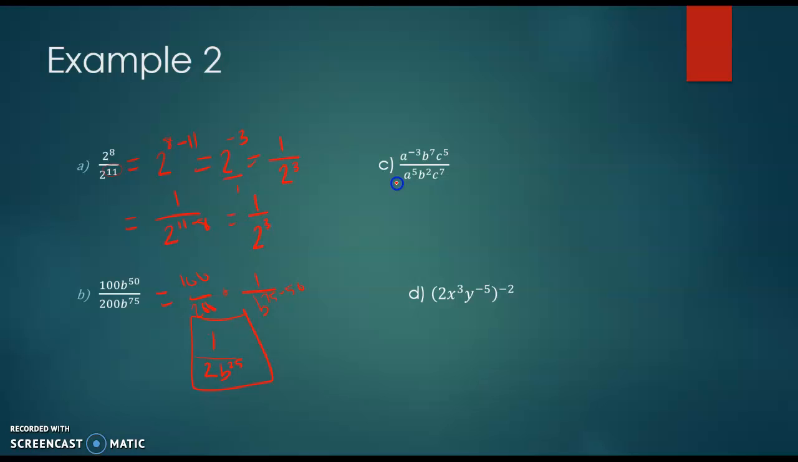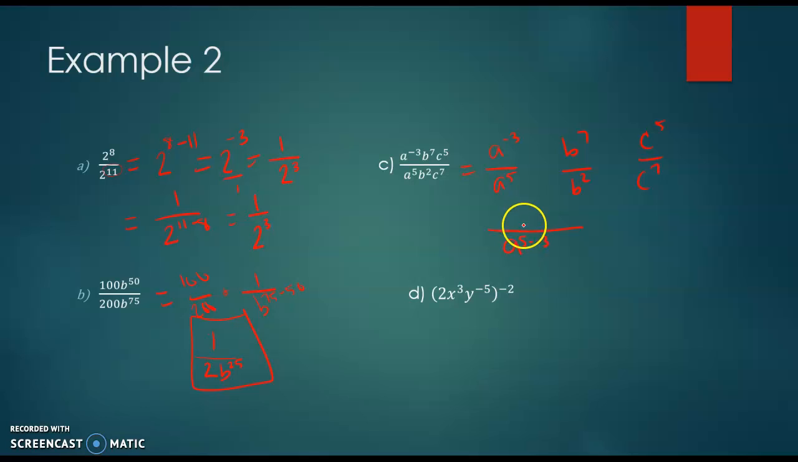And that's how it works. All right, so again, if I think of these separated, a to the negative 3 over a to the 5th, b to the 7th over b squared, and c to the 5th over c to the 7th, I'm going to... 5 is bigger than negative 3. So when it comes to our answer, a is going to go in the bottom, and we're going to do 5 minus a negative 3.